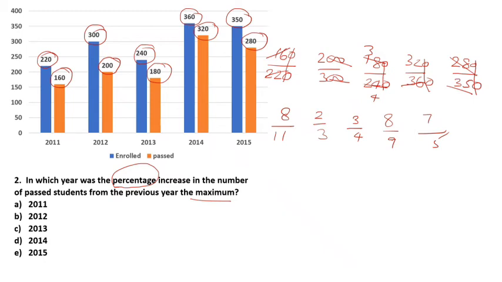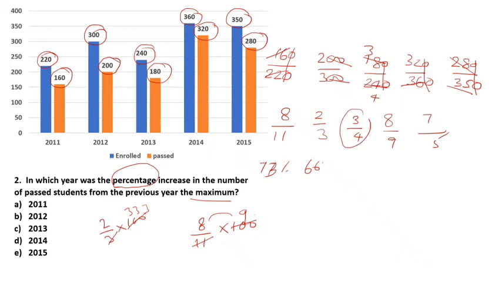So 8 by 11 means it is approximately 77%. How do I know it is 77%? Because 8 by 11 into 100. So you can cut this 11, and here 9 times. So 9 point something. So 8 into 9, 72. So it becomes near about 70 to 73%, you can say. Here 2 by 3 is equal to how many percent? So 2 by 3 into 100. You can cut this 3 here how many times? 33.3. So it becomes near about 66 to 67%.